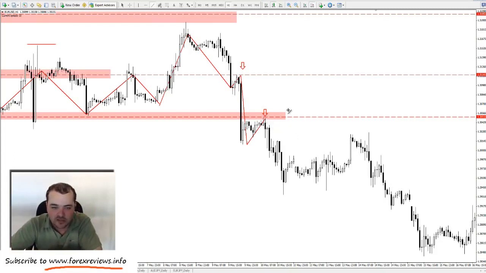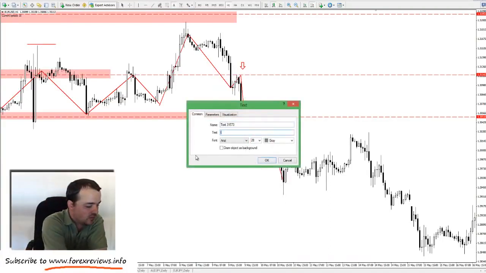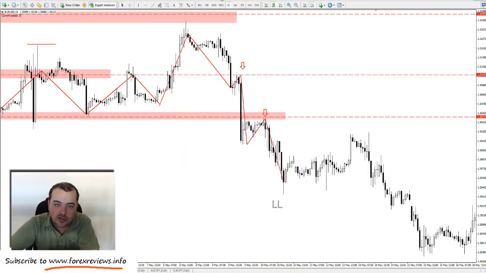Okay, so let's go back to this. All right, so price comes up to retest, comes and creates a new lower low, right? So let's put that one in. Lower low. Okay, so we got a lower low here, right? We broke this area where it bounced, right?